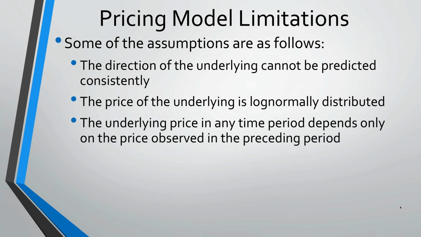The underlying price in any time period depends only on the price observed in the preceding period. In other words, it follows a perfect path. We know that to not be true. Most pricing model limitations assume that pricing is random, so they can put it basically on a curve like that, and that just isn't the case. It sort of applies to the point made above as well.